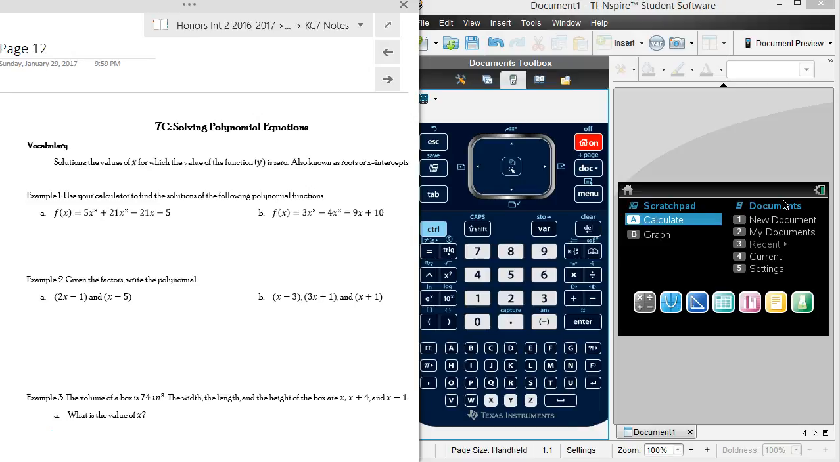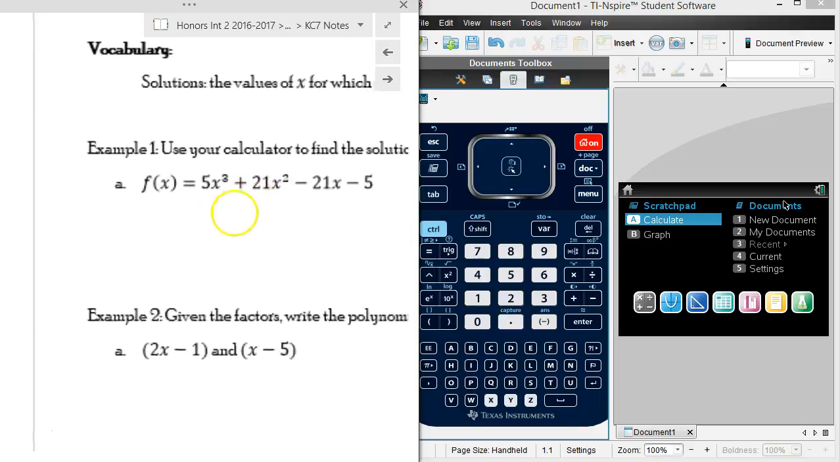So, our only vocabulary is what is a solution. A solution is the value of x for which the value of the function, so your y, is 0. You can also call them roots or x-intercepts. We've seen that before. So solutions, roots, and x-intercepts are all the same thing.